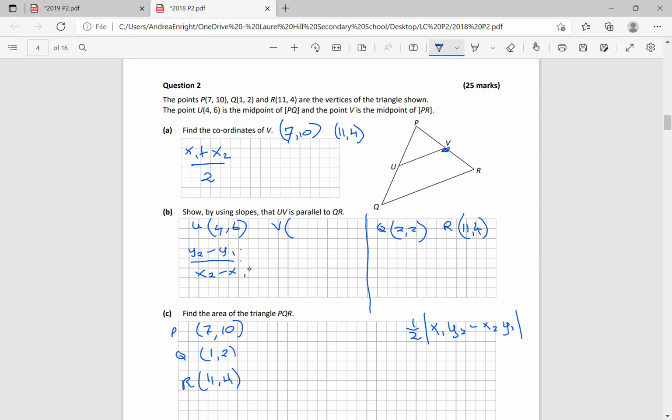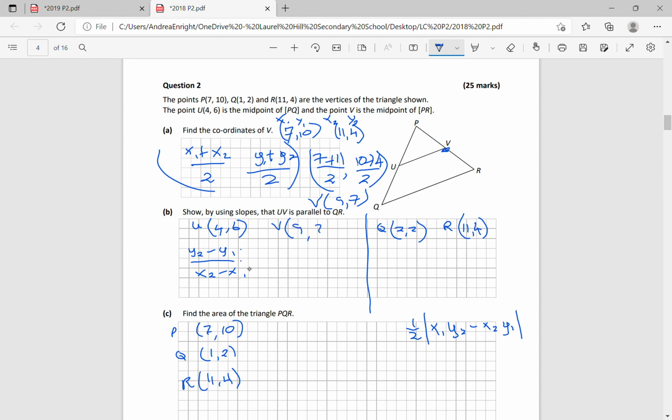over 2, and it's y1 plus y2 over 2, and this is x1, y1, x2, y2. So it's 7 plus 11 over 2, and it's 10 plus 4 over 2. Into the calculator is that, and that would be 9, 7. And they said call that V. So V is 9, 7.